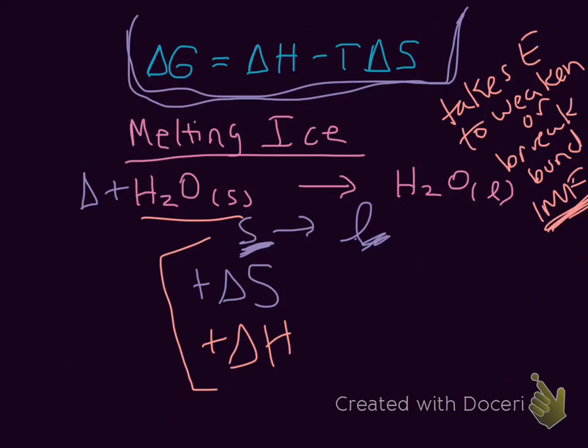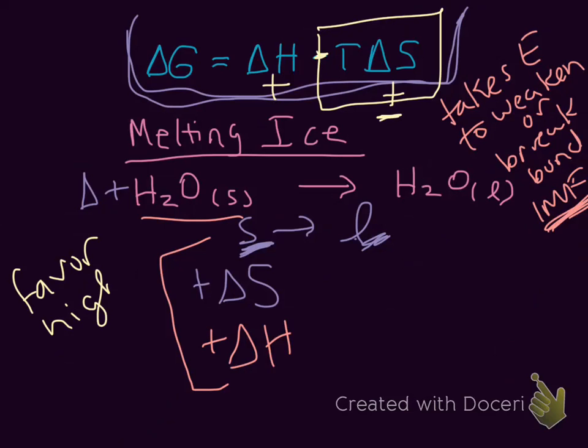So when we have a positive delta S and a positive delta H, up here we've got a positive value for delta H and a positive delta S. But remember, when we have a positive delta S, the minus T delta S is really going to be negative altogether, right? Because you're minusing that. So this is a reaction that is going to favor high temperatures. And so this will only have a negative delta G at higher temperatures.